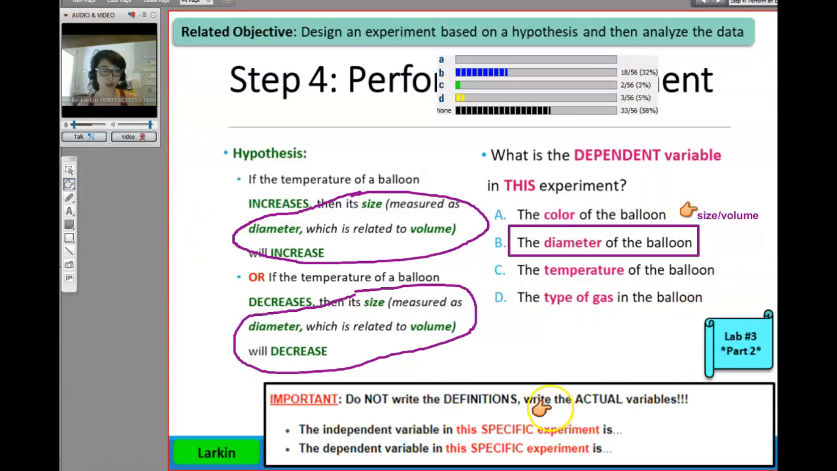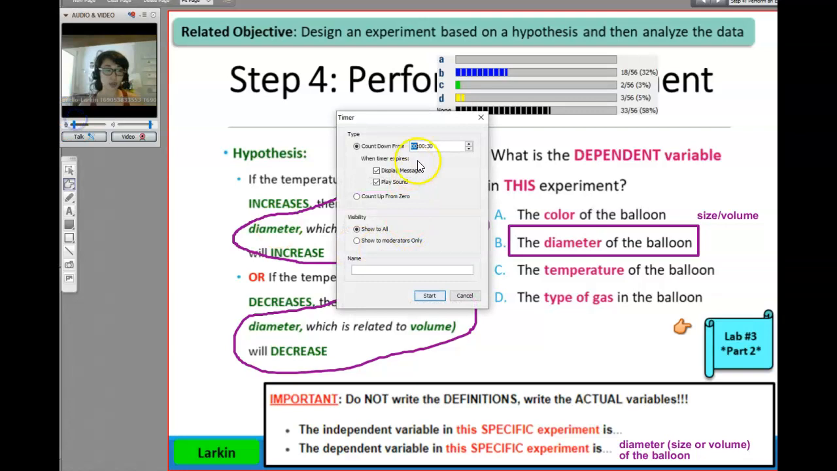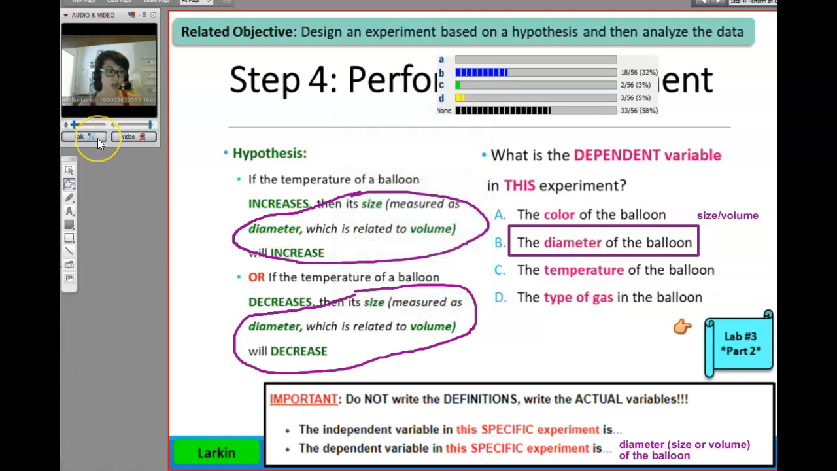Again, the answer for dependent variable could be the diameter, size, or volume. So diameter, you could also say size or volume of the balloon. Okay, just choose one of them though. You don't have to type all of that. Perfect. All right, this is number 3, part 2. So that's our dependent variable. Give me green checks when you have that filled out. You have 30 seconds to get that done or take a picture. Go, go, go. All right, I have most of my green checks, still waiting on just a few more.